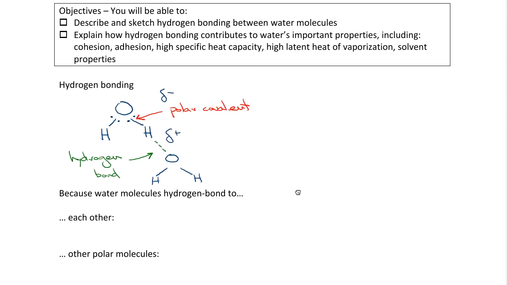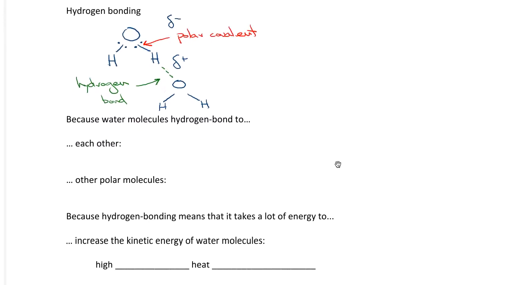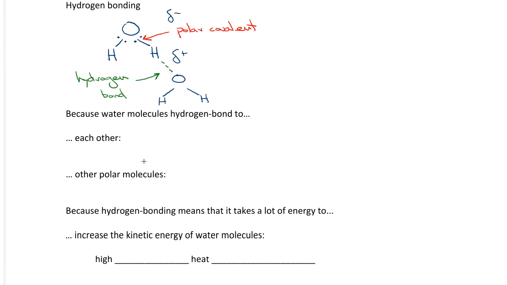So because water molecules hydrogen bond to each other, they exhibit a property that's called cohesion. You can think of the co in cohesion as cooperating or being together, so that can help you remember that they are bonding to each other. And the cohesion of water leads to important properties like, for example, transpiration pull in the xylem of plants.